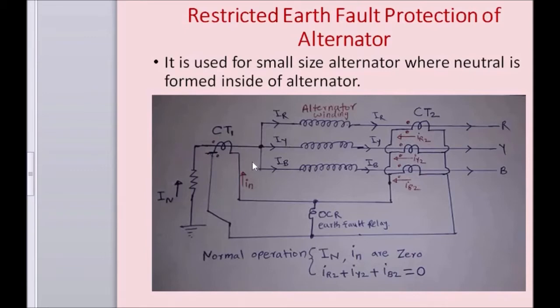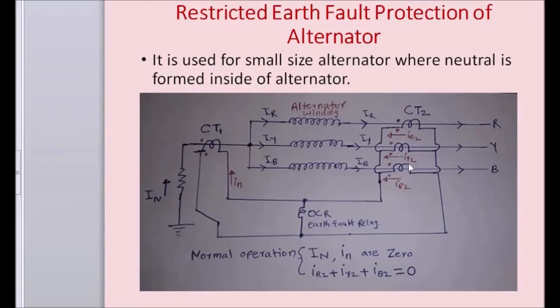This scheme provides protection against internal earth fault only. This is a CT2 set. These CT2 secondaries are shorted such that the phasor sum of secondary currents is available, and one CT is placed in the neutral path, and across these secondaries an earth fault relay is connected.